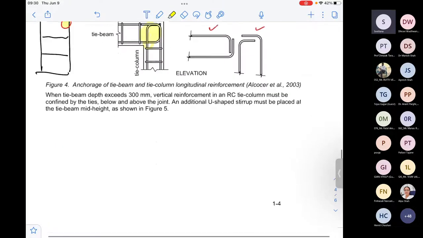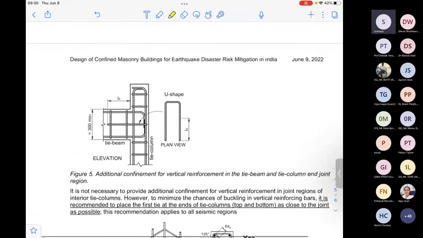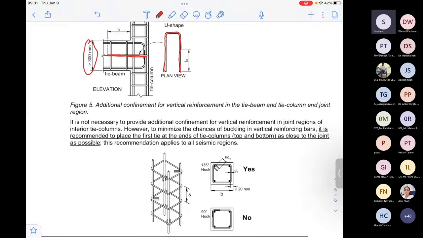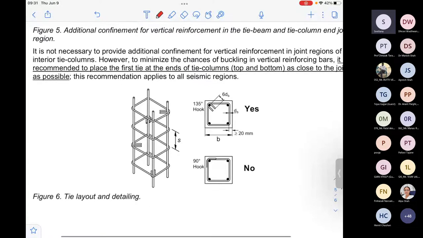This is for deeper tie beams. If you have deeper tie beams, it is recommended to have an additional bar. These are some recommendations, which may not be in the code, such as an additional U-shaped bar, similar to reinforced concrete practice. It is coming from reinforced concrete. So if we have a very deep beam, it is suggested to have these U-shaped bars at the ends. In terms of the hooks, it is suggested to have 135 degree hooks as opposed to 90 degree hooks, and you can see that they are alternate, staggered, not matching.